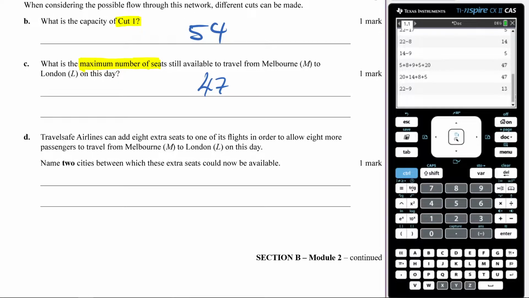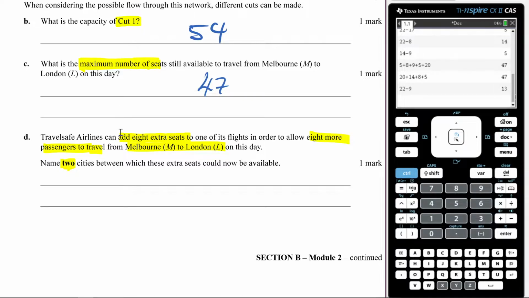All right, question D here. Now, this is a tricky one. It says Travel Safe Airlines can add 8 extra seats to one of its flights in order to allow 8 more passengers to travel from Melbourne to London on this day. Name 2 cities between which these extra seats could now be available.